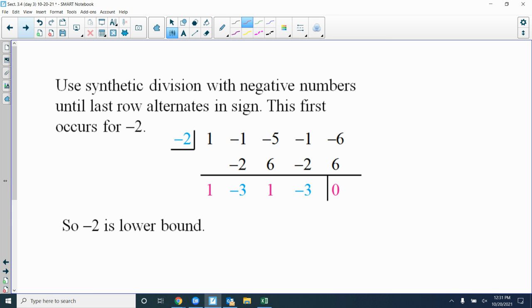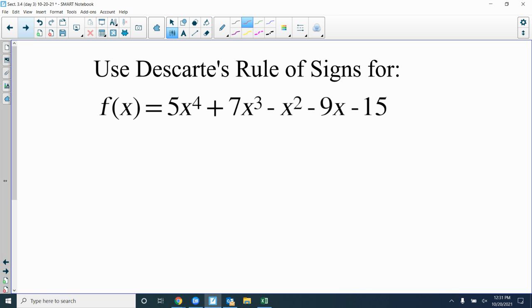A lower bound is when you plug in a negative number and it alternates in signs. Now, it says a little bit above there, 0 can be positive or negative. It can work either way. So negative 2 is a lower bound. You wouldn't try anything below negative 2. All right, so those are just 2 little facts that may play a role.